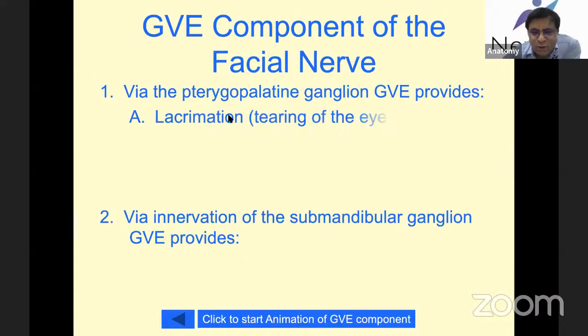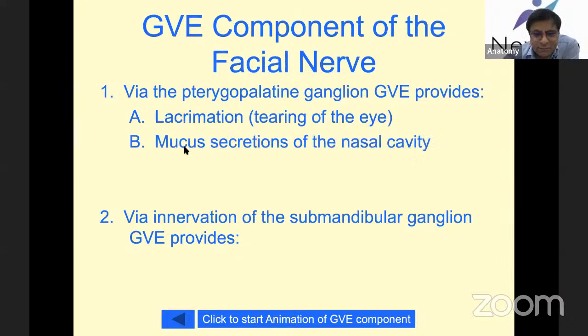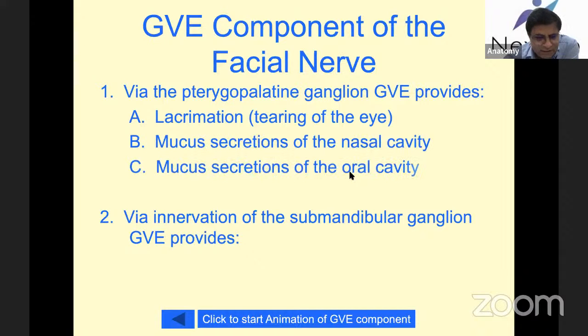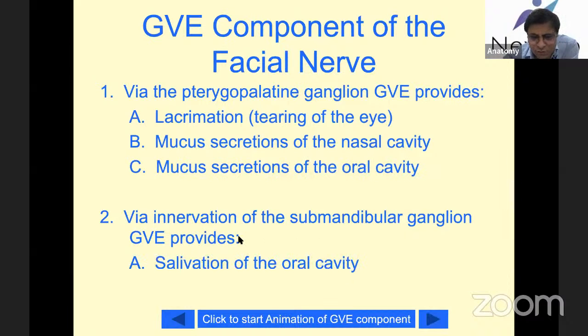So via the pterygopalatine ganglion, general visceral efferent fibers will reach the lacrimal gland for tearing, and mucus secretions from the nasal cavity and mucus secretions from the oral cavity. Now look here, the next one is through the submandibular ganglion, it will innervate the salivation of the oral cavity.